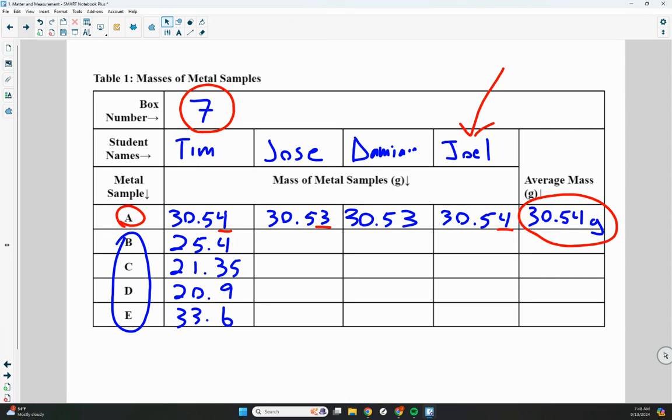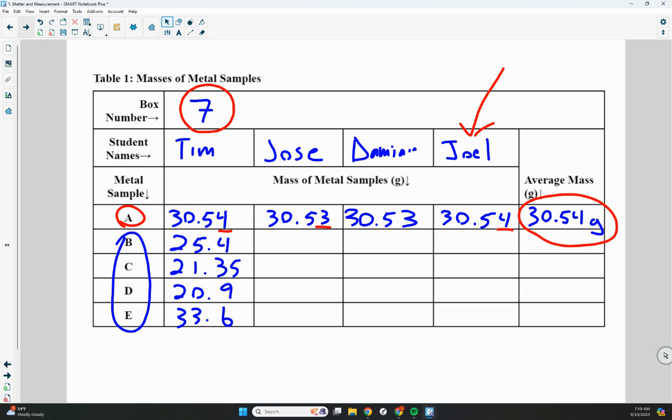So let's say Damien re-measured the mass and got 30.53. That would put the average right around 30.54 there. Remember how to calculate average. You add the 4 numbers up and then divide by the number of things that you are averaging, which is 4.